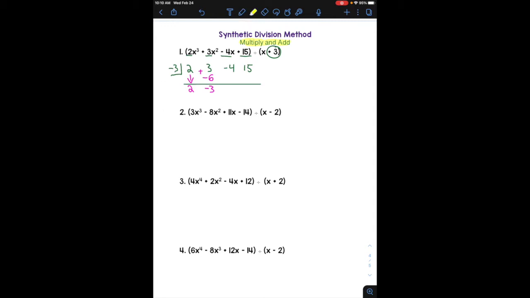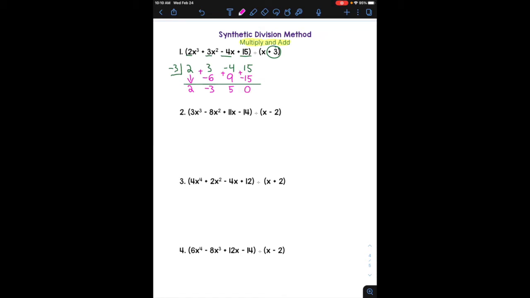We're going to repeat that process. We're going to multiply diagonally, negative 3 times negative 3, which is positive 9. I'm recording it on the next column, and I'm adding straight down vertically. Negative 4 and 9 gives us 5. Repeat the process, multiply diagonally. Negative 3 times 5 is negative 15, and we're going to add straight down to get 0.